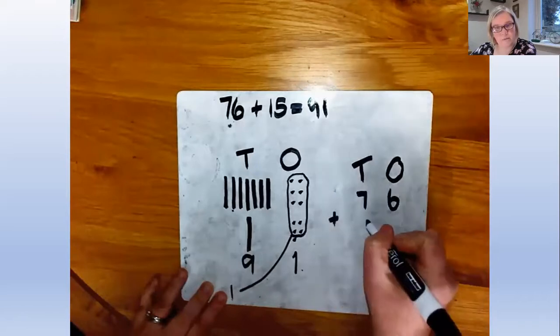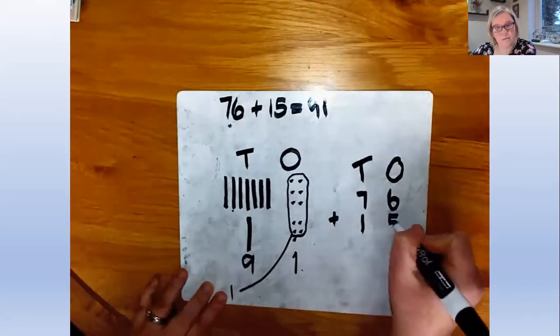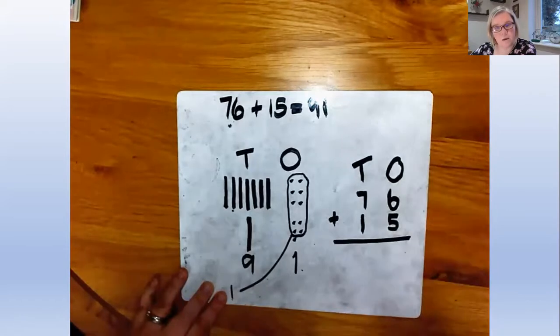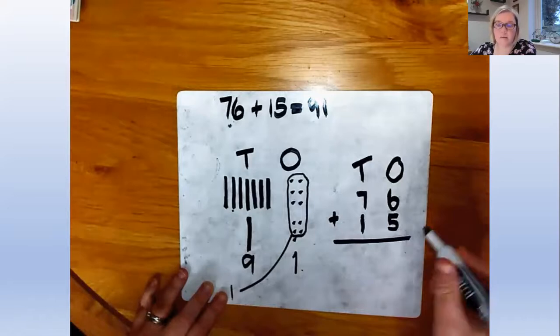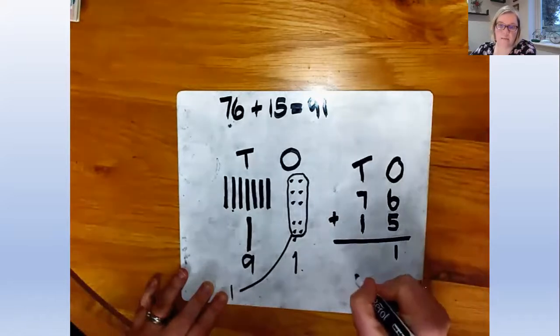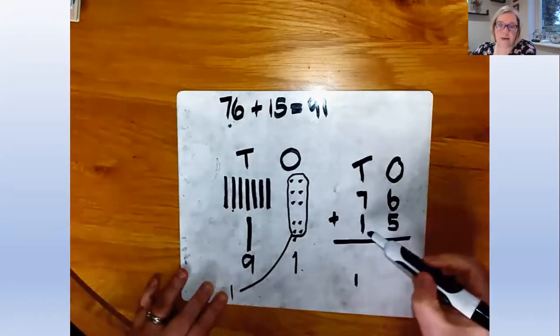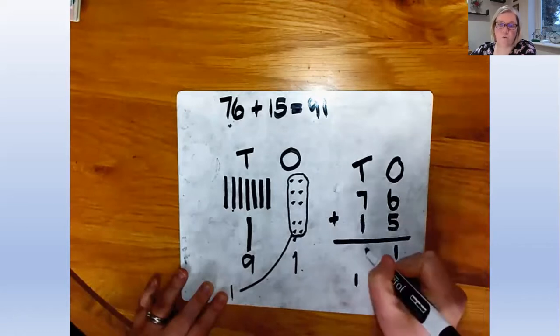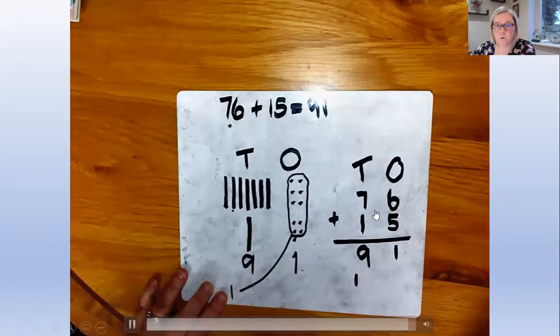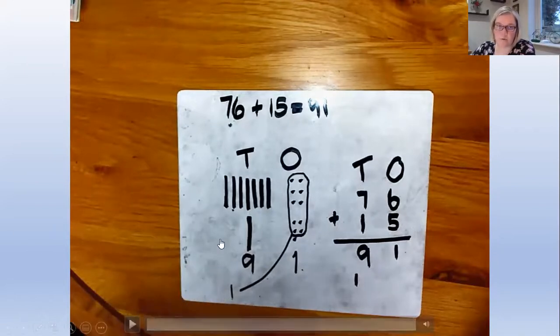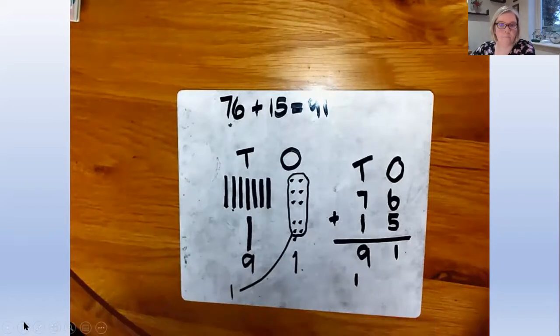76 plus 15. And my equal sign, 6 plus 5 is, I count on, 11. 7 plus 8, don't forget that extra 1, that extra 10, is 9. Okay, so I've got the same answer for both of those. Yes, this one's quicker. Okay, but we want to see both methods in your work.